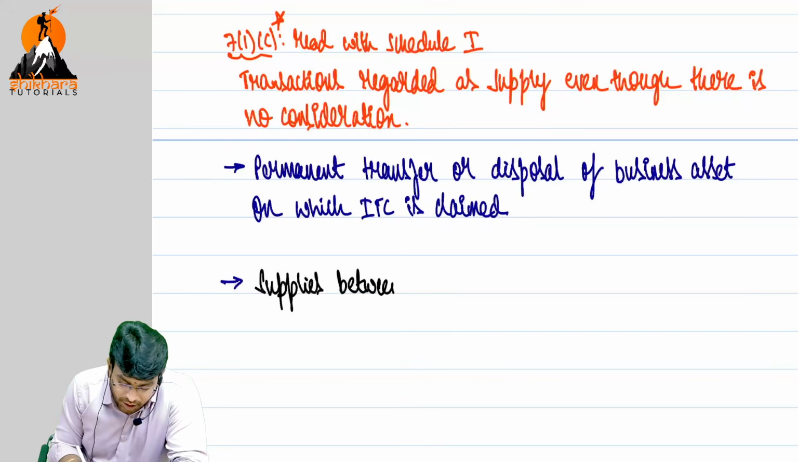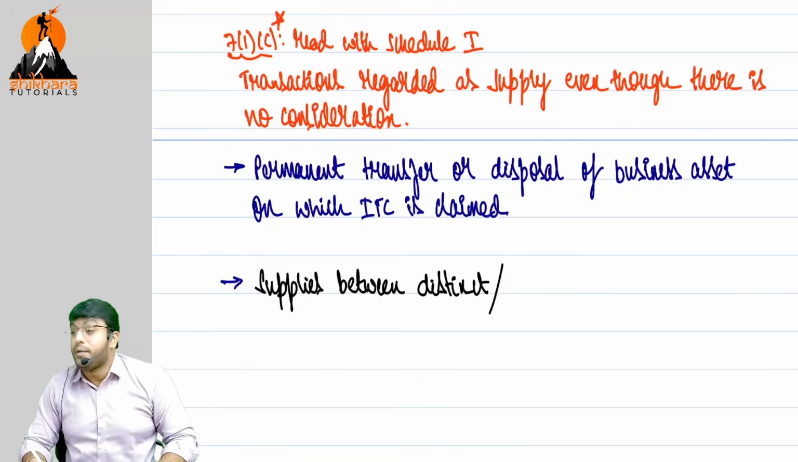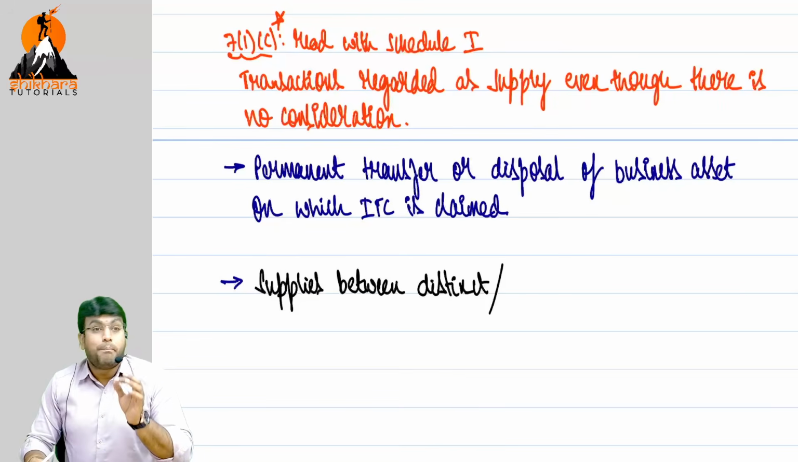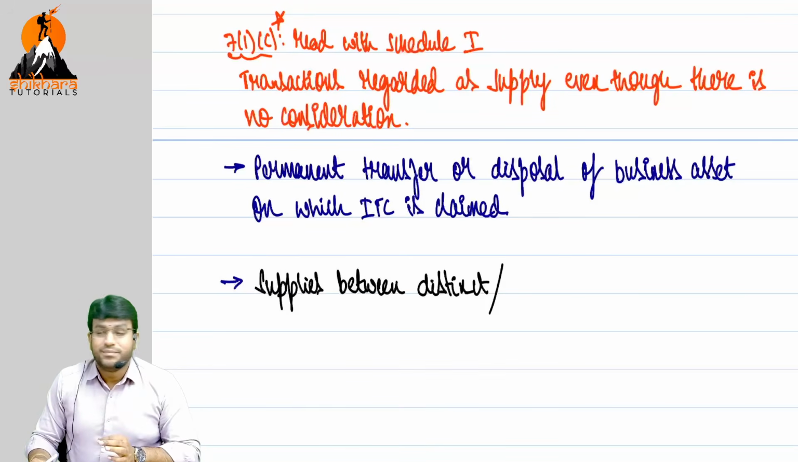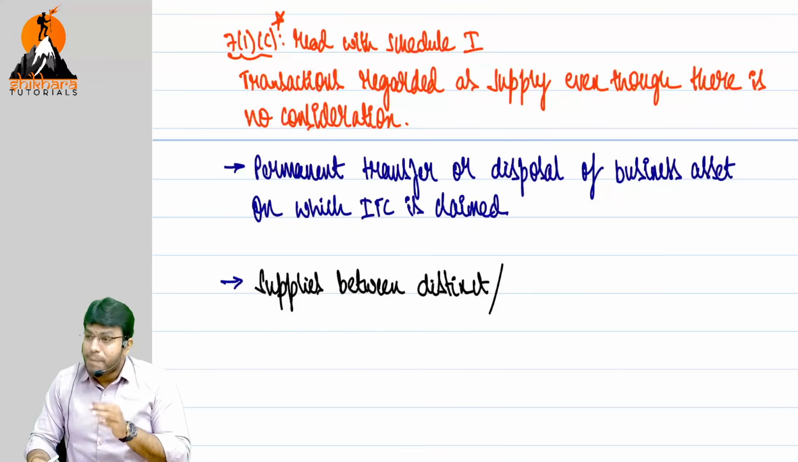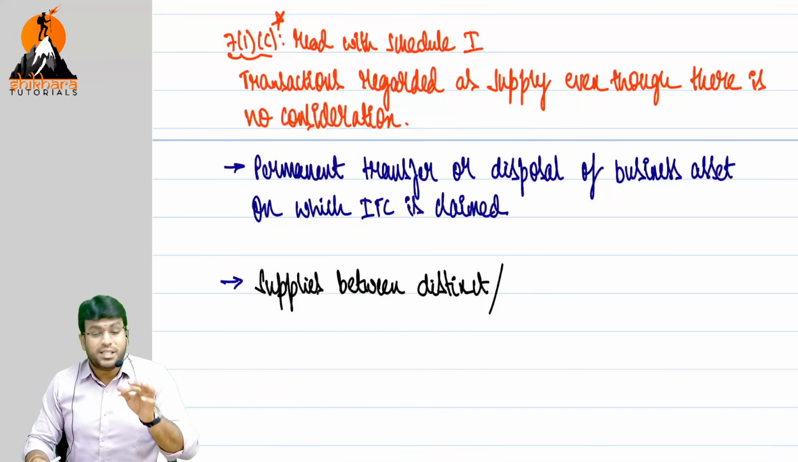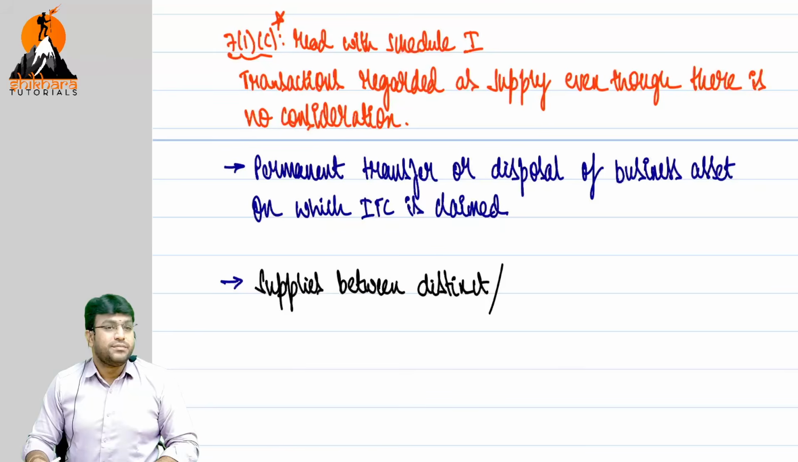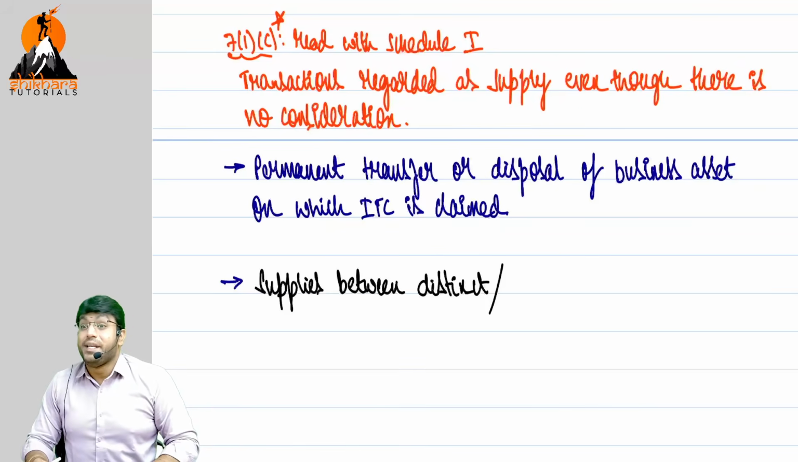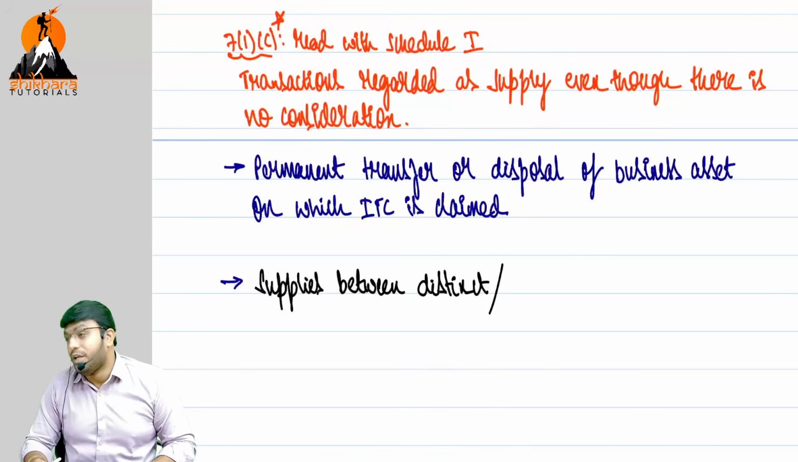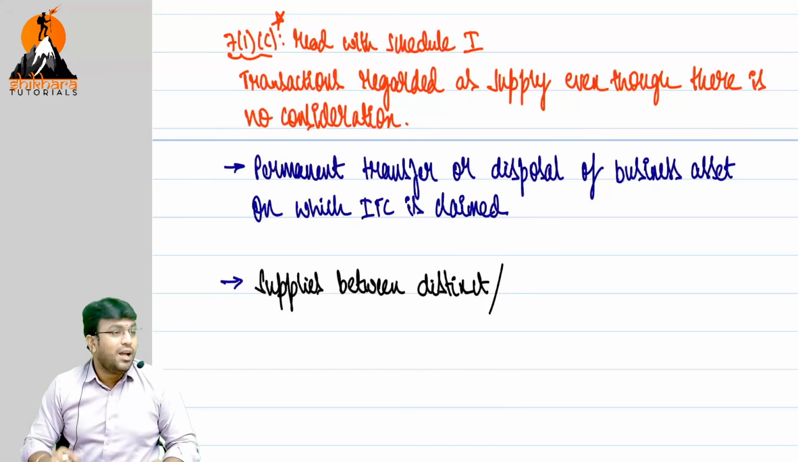Supplies between distinct persons. When do we call a person a distinct person? If PAN is the same, two different persons is not the answer. PAN is the same, but GST number is different. We call them what persons, sir? Distinct persons. Is that possible, no? PAN is the same, GST number is different.